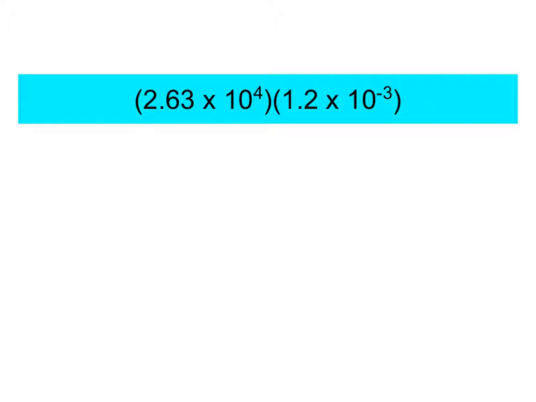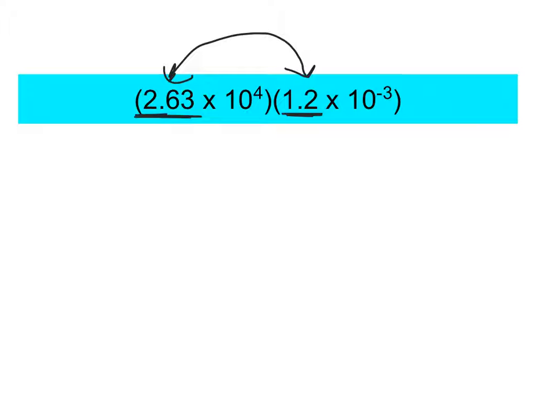Okay, the last one is 2.63 times 10 to the 4th power times 1.2 times 10 to the negative 3rd power. Oh yes, here we have a negative exponent. Okay, so we're going to start off just like always, don't let that negative exponent trip you up, by multiplying our decimals that do not have an exponent together. So that would be multiplying 2.63 times 1.2. Pause the video to figure out what that is on your calculator.